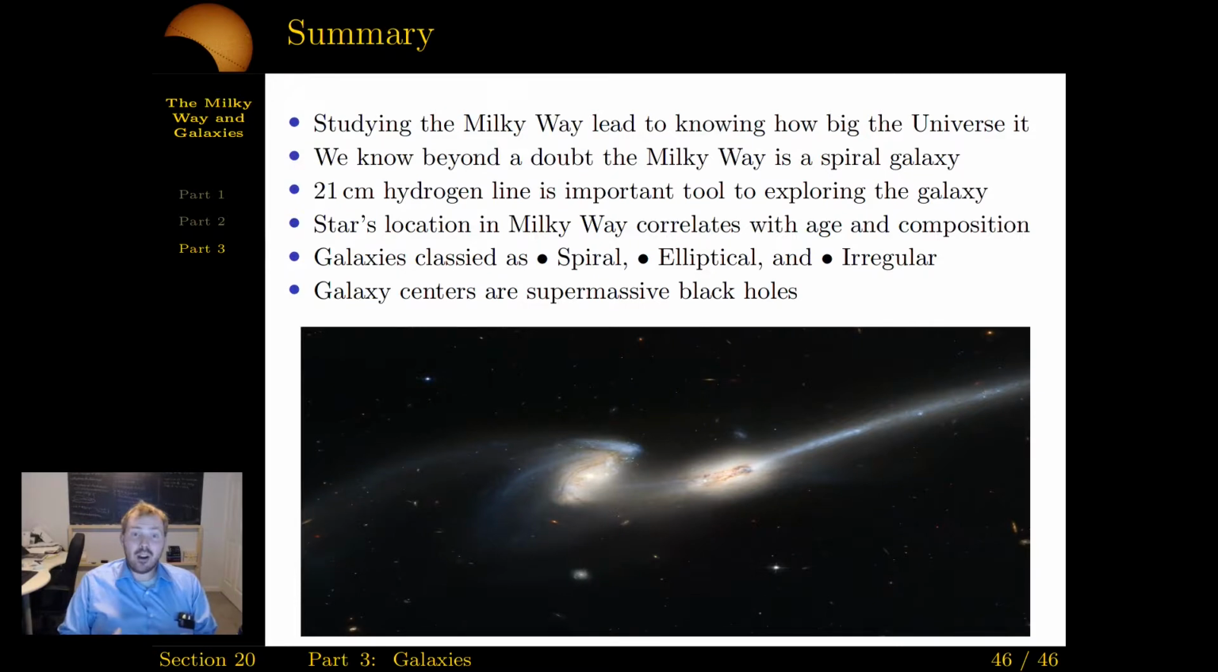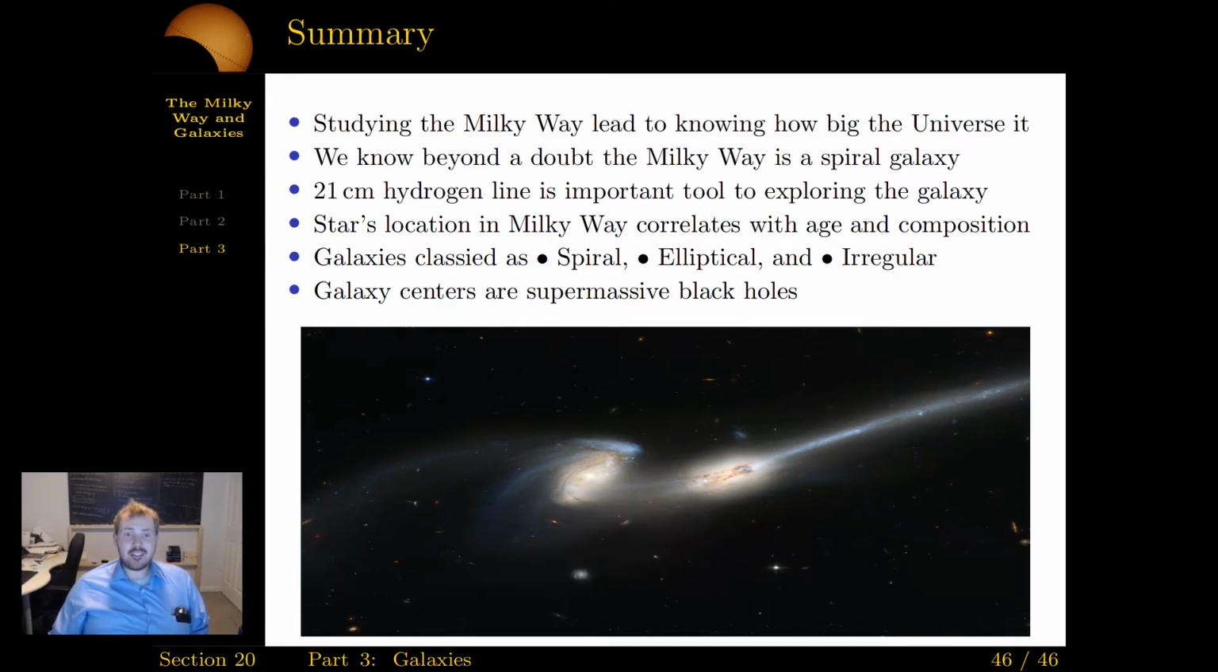So to summarize everything in section 20, we've been studying the Milky Way, and through trying to figure out the shape and the structure of the Milky Way, we inadvertently found how big the universe is. And we know beyond a doubt that the Milky Way is a spiral galaxy, without ever leaving it by just mapping the gas that's floating around inside the Milky Way.